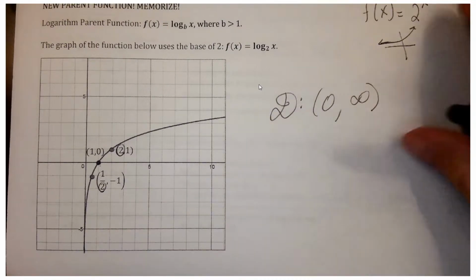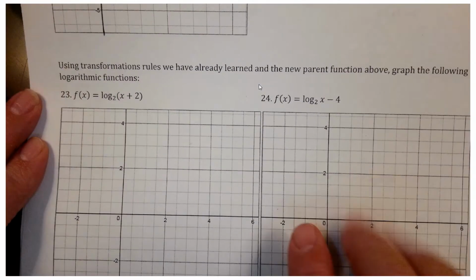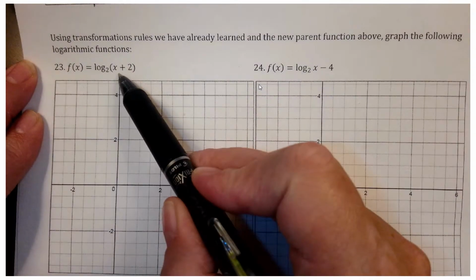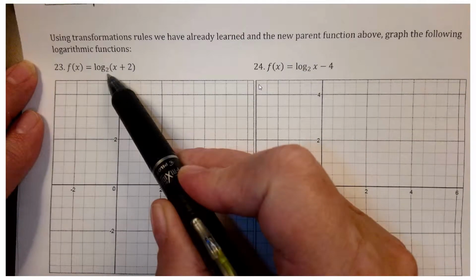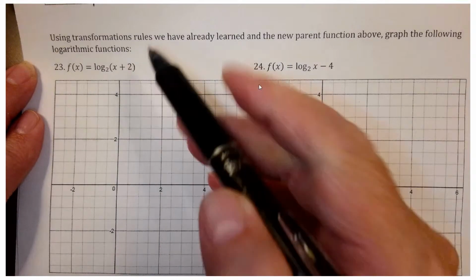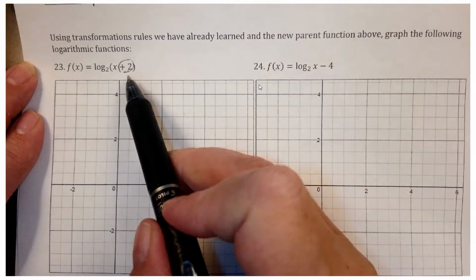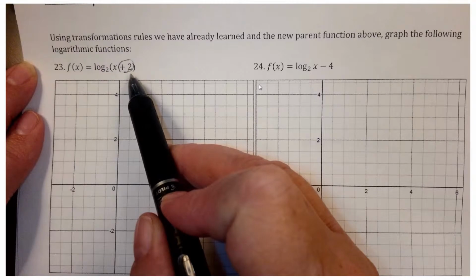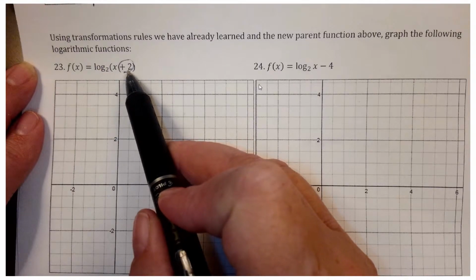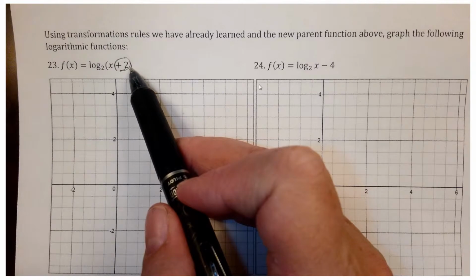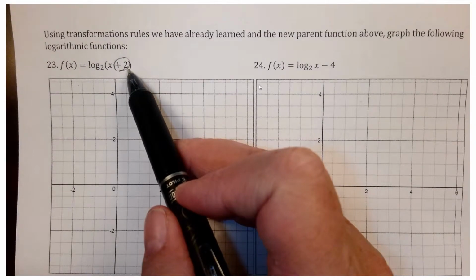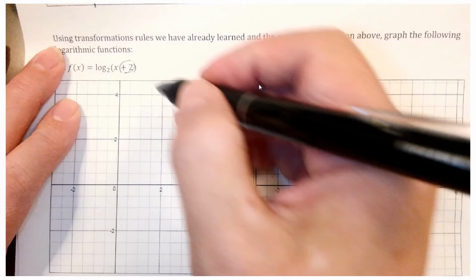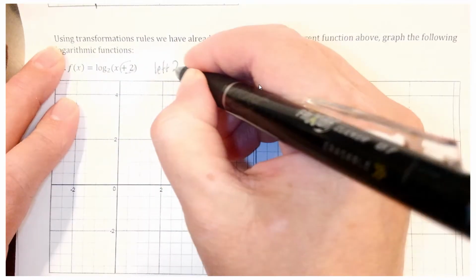Okay, so now let's take this and do a couple different transformations here. The first one that we have here is log base 2 of (x plus 2). Now this plus 2, notice, is inside parentheses. So that means it's going to be inside the function. Inside does the opposite. So if you think about this moving to the right 2, it's actually going to do the opposite, which is going to move to the left 2. So inside, opposite of what you think.